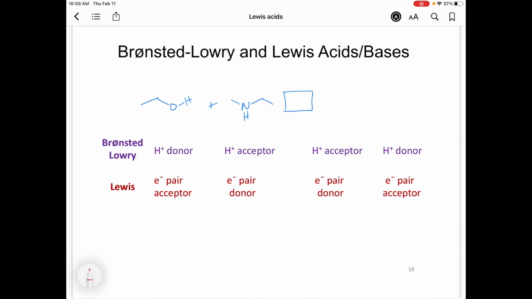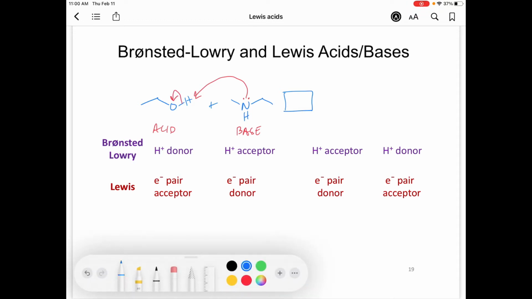The way that I have it drawn, we're going to use our alcohol as our acid, and we're going to use our amine as our base. We're going to take the lone pair of the nitrogen and pick up a proton. Our second arrow will move the electrons between the hydrogen and oxygen to our oxygen. Let's draw what we have here.